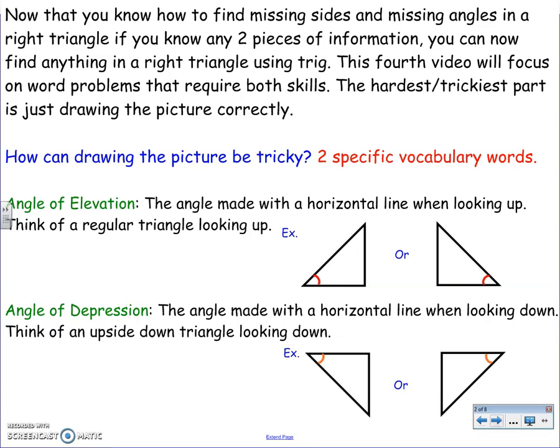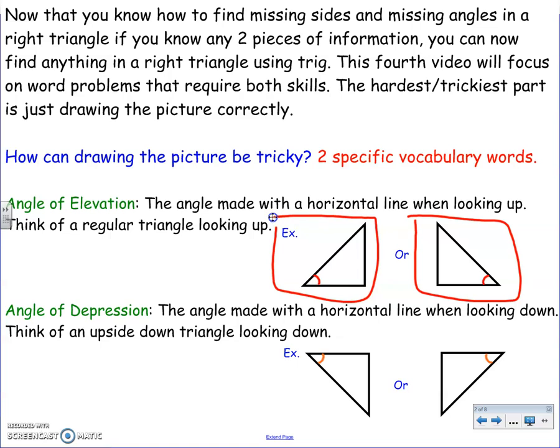So how can drawing a picture be hard or tricky? The answer is two specific vocabulary words: angle of elevation and angle of depression. The angle of elevation is the angle made with a horizontal line when looking up. You should be thinking of a regular triangle looking up. For example, here are the only two possible triangles that have angle of elevations. Notice the triangles are flat on the bottom, and those bottom angles looking upwards are the angle of elevations.